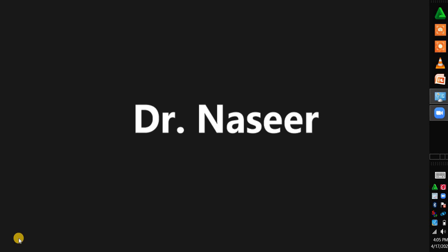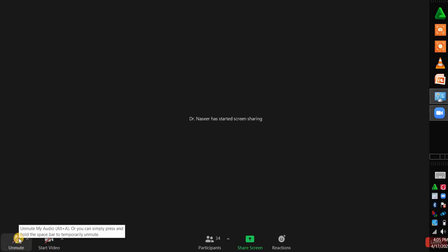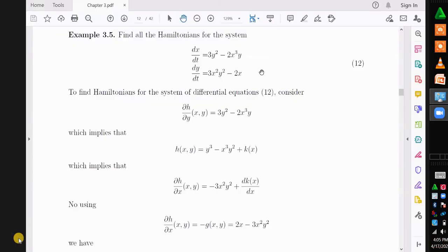Let's see another example. This is a system of first order differential equations. dx by dt is 3y square minus 2x cube y. Also dy by dt is 3x square y square minus 2x. Find all the Hamiltonians for this system of differential equations.